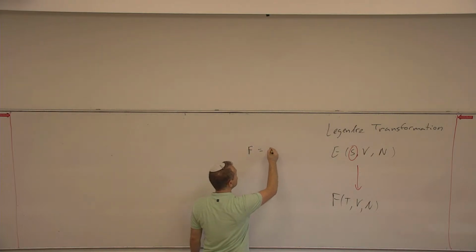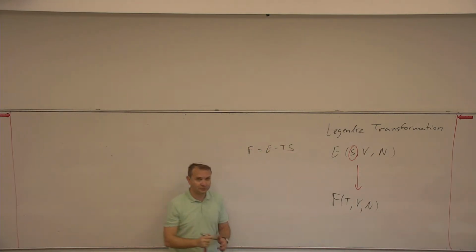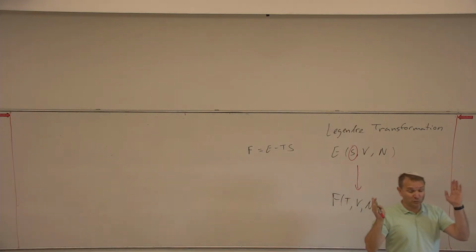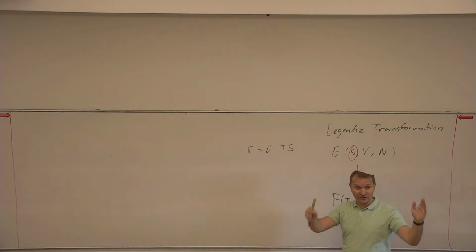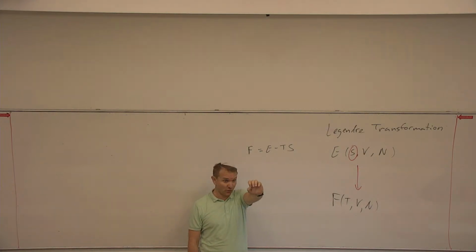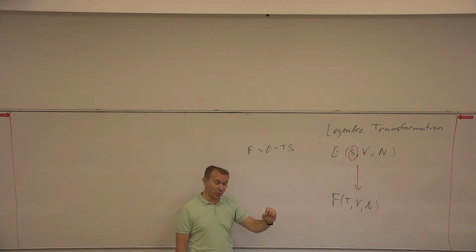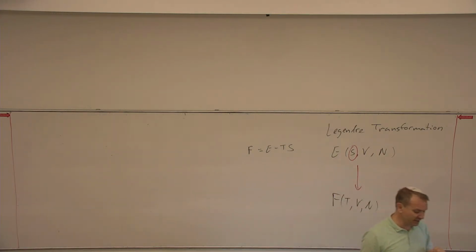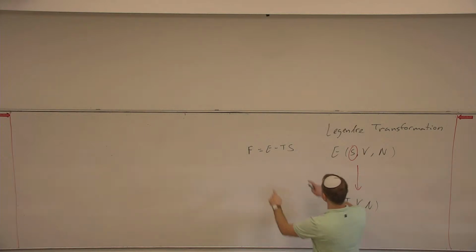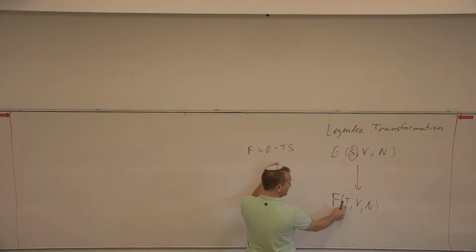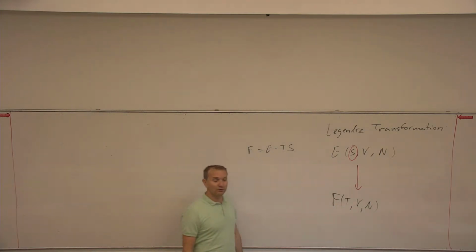F was equal to E minus TS. So if you remember, instead of describing the behavior of the system in terms of, for example, y and x coordinates of a specific curve, we look at the derivative of the curve of the function at a specific point, and another point where this derivative, the tangential line to be more precise, crosses the y-axis. Okay, so this was the transformation. And when we perform this transformation, F indeed becomes a function of temperature, volume, and the number of particles.